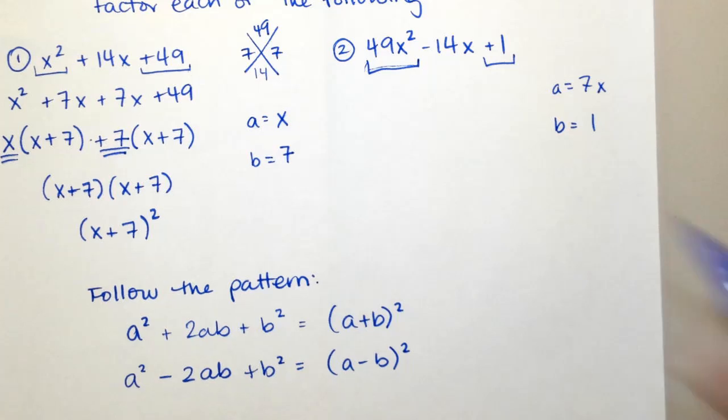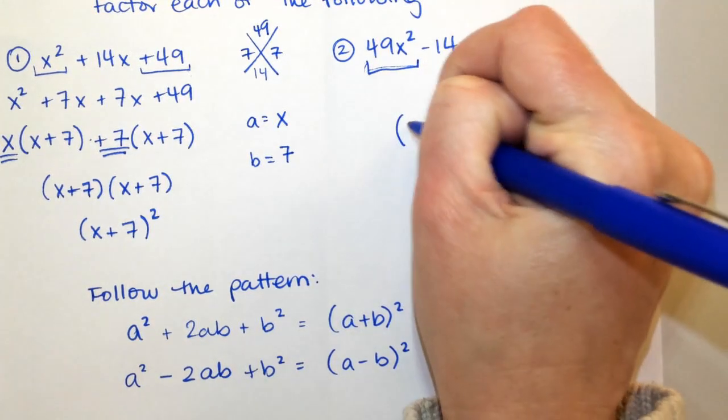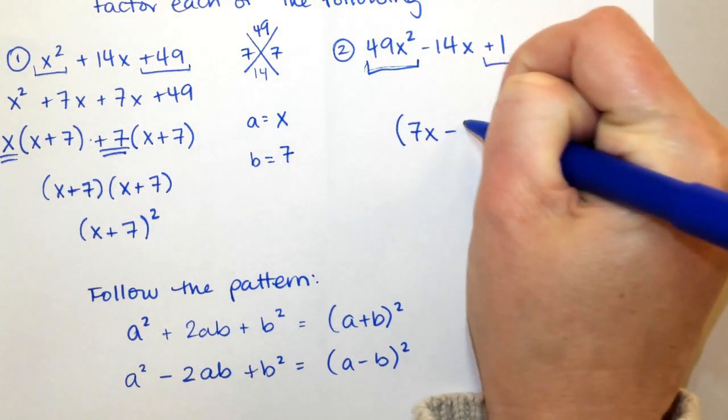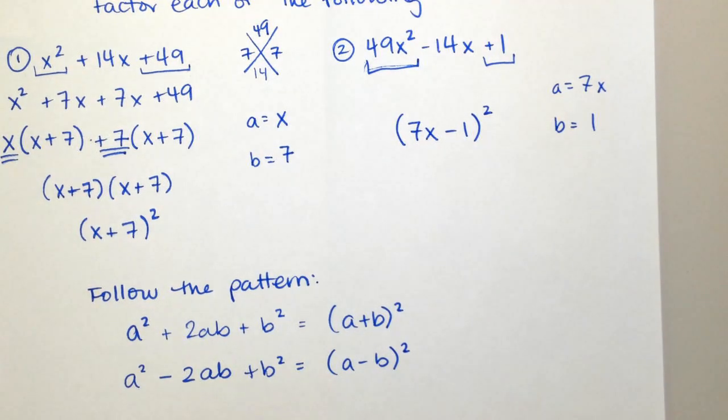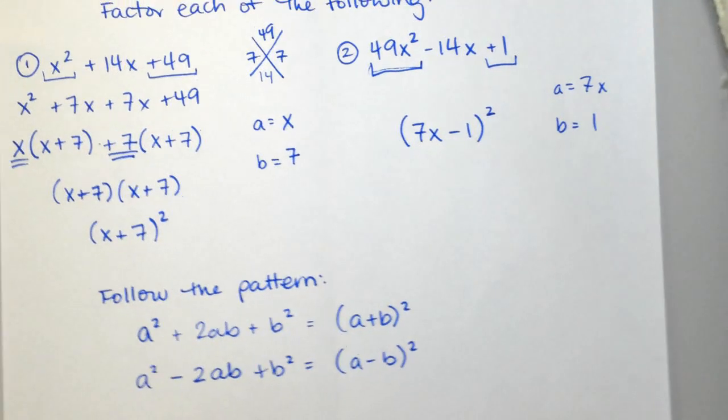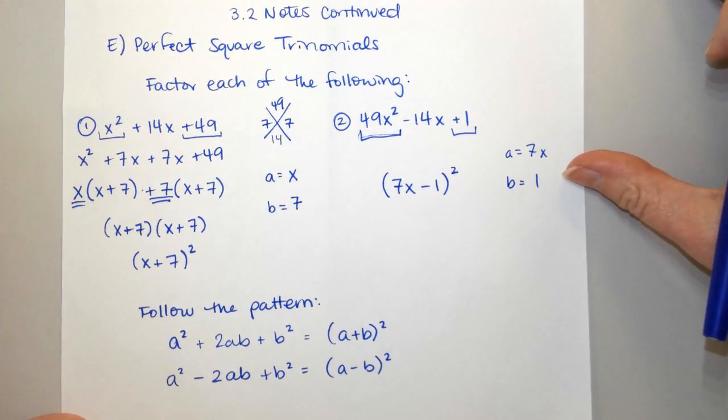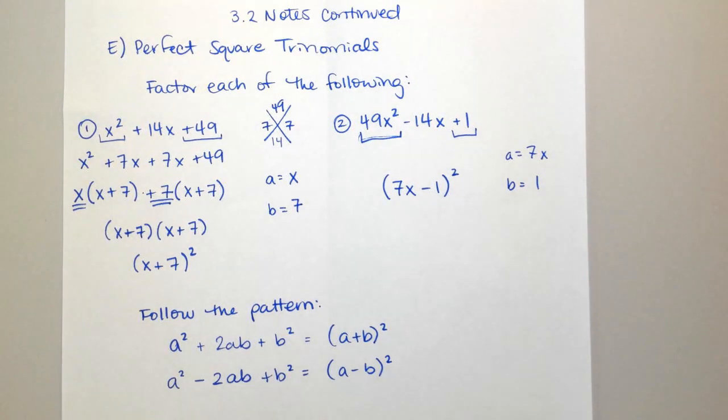So since it does follow that pattern, I can just say, in that case, I know that my two factors would be 7x minus 1. And since there'd be two of them, that would be squared. So what are some questions for me about perfect square trinomials or just about factoring in general, since that's something we worked on last class?